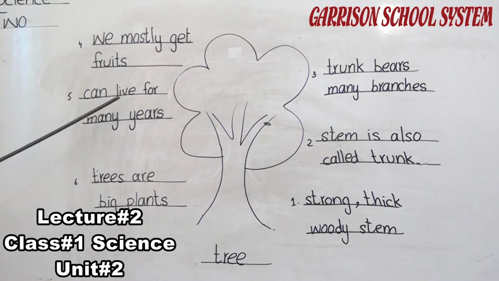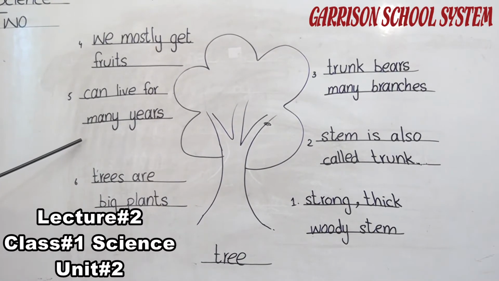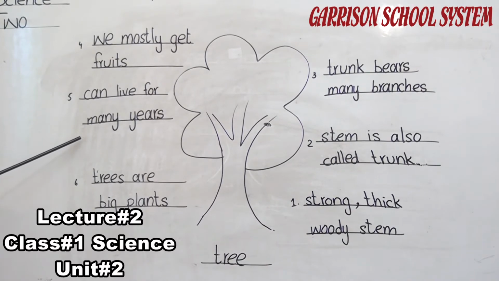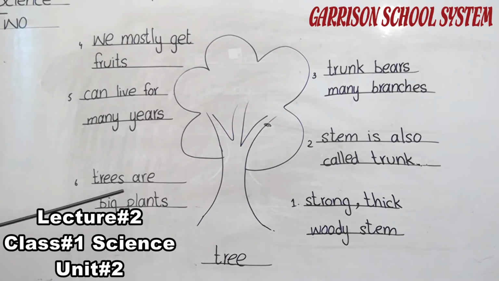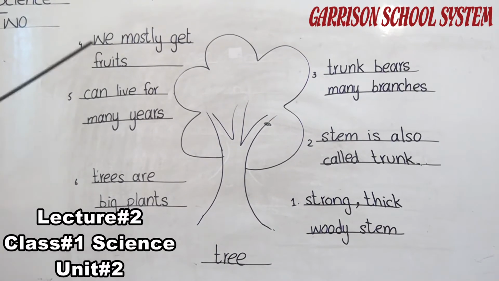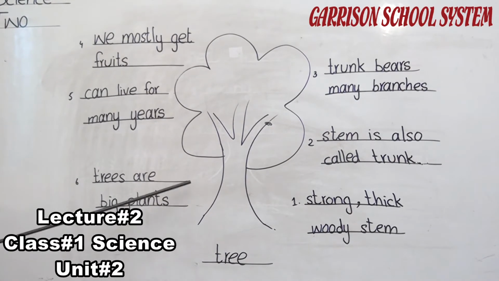Number 5, they can live for many years. Trees are the types of plants which can live for many years. Even many trees can live for hundreds of years. The sixth point is trees are big plants. You also know that trees are big plants. These are the points of trees, how we can recognize the trees, the type of a plant.